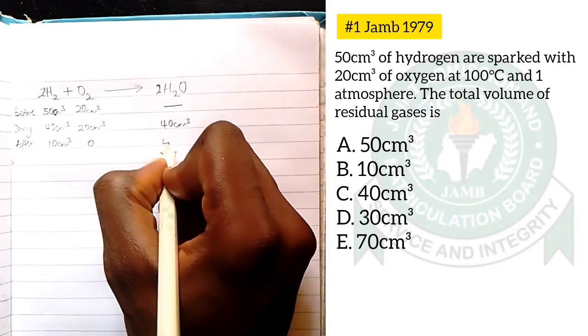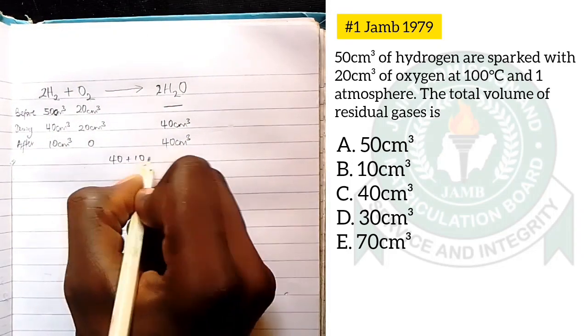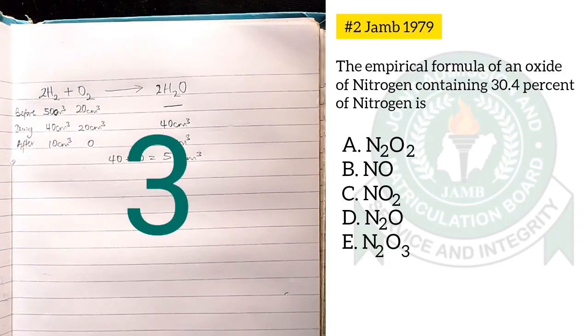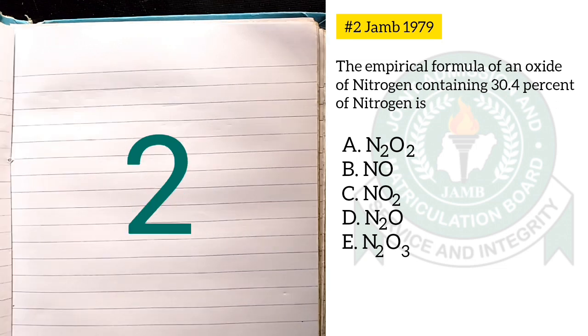Now the remaining hydrogen is 10. That of oxygen has been used up. So we add 10 to the 40 produced to give us 50 cm³. So pause the video, try to answer it before checking it.